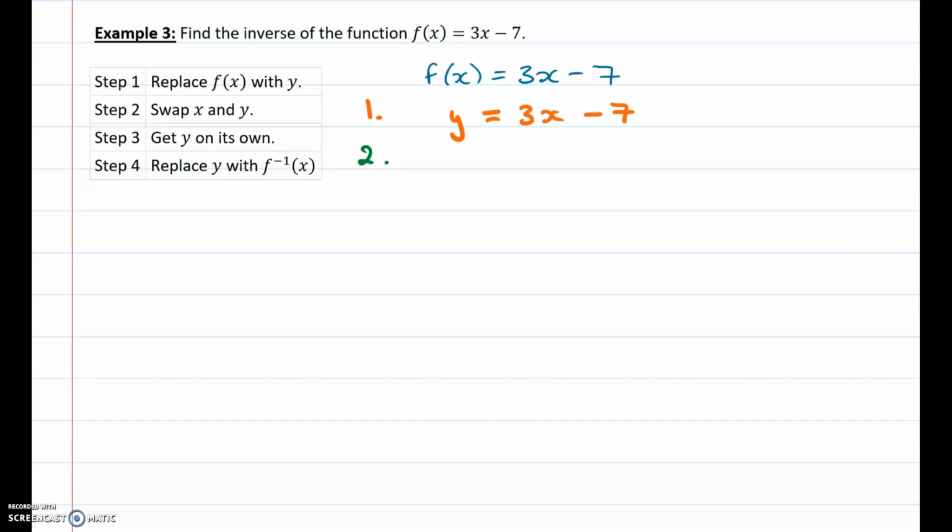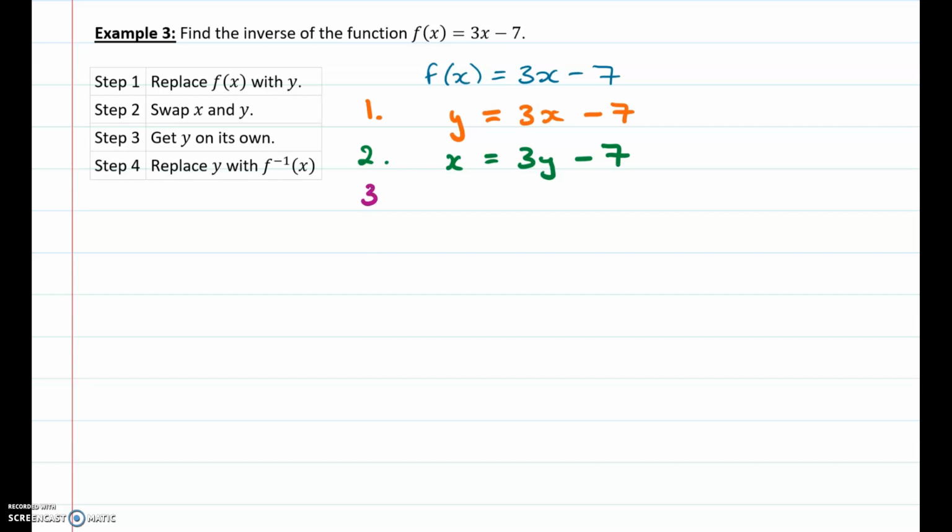Now, these steps may not seem to make a whole lot of sense, and we're just going to learn them off. It's not ideal, but this is how we're going to deal with this. So we're going to use x is equal to 3y minus 7.